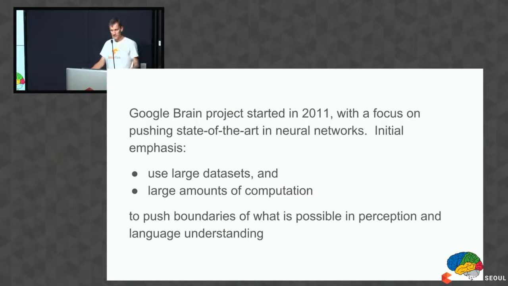So the project that I'm working on now started about 5 years ago, and our focus initially was on really pushing the state of the art in what we could do with neural networks. Neural networks have been around for a really long time. At least in computer time, they were invented in the 60s and 70s, and were initially popular in the late 80s and early 90s.